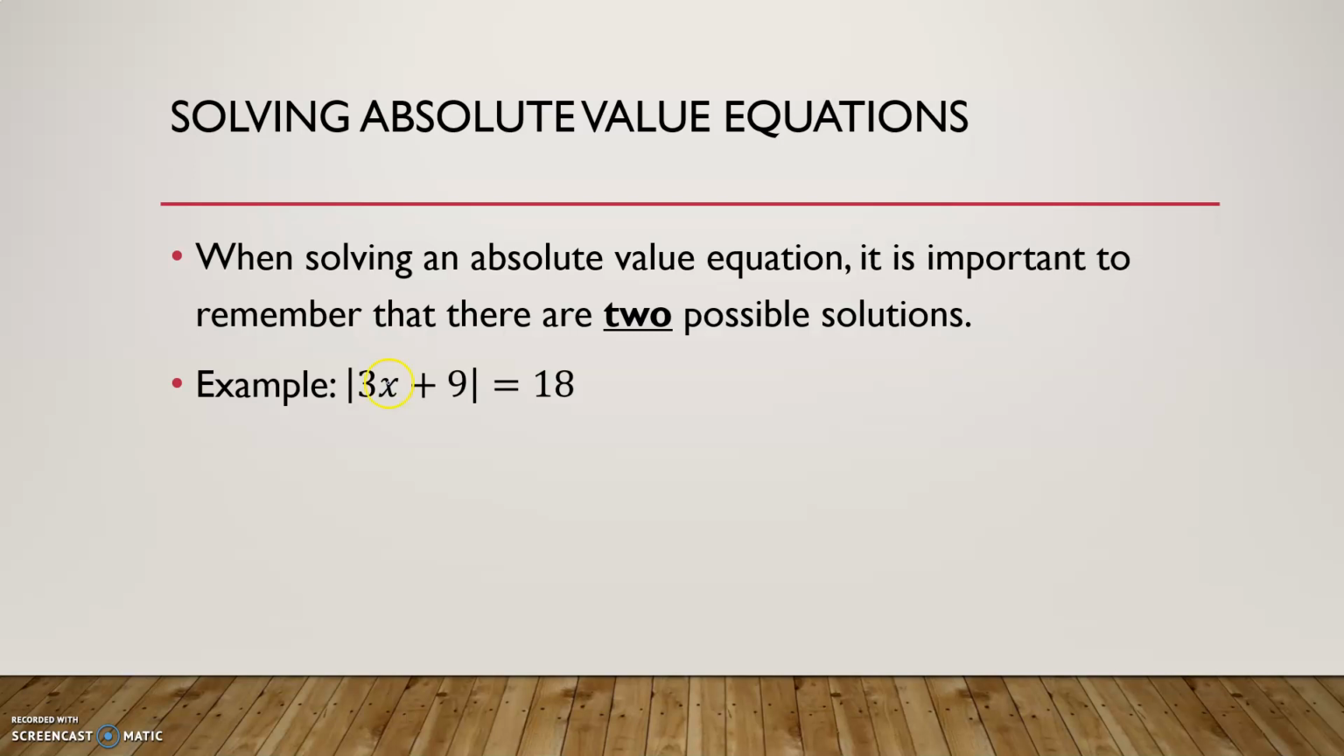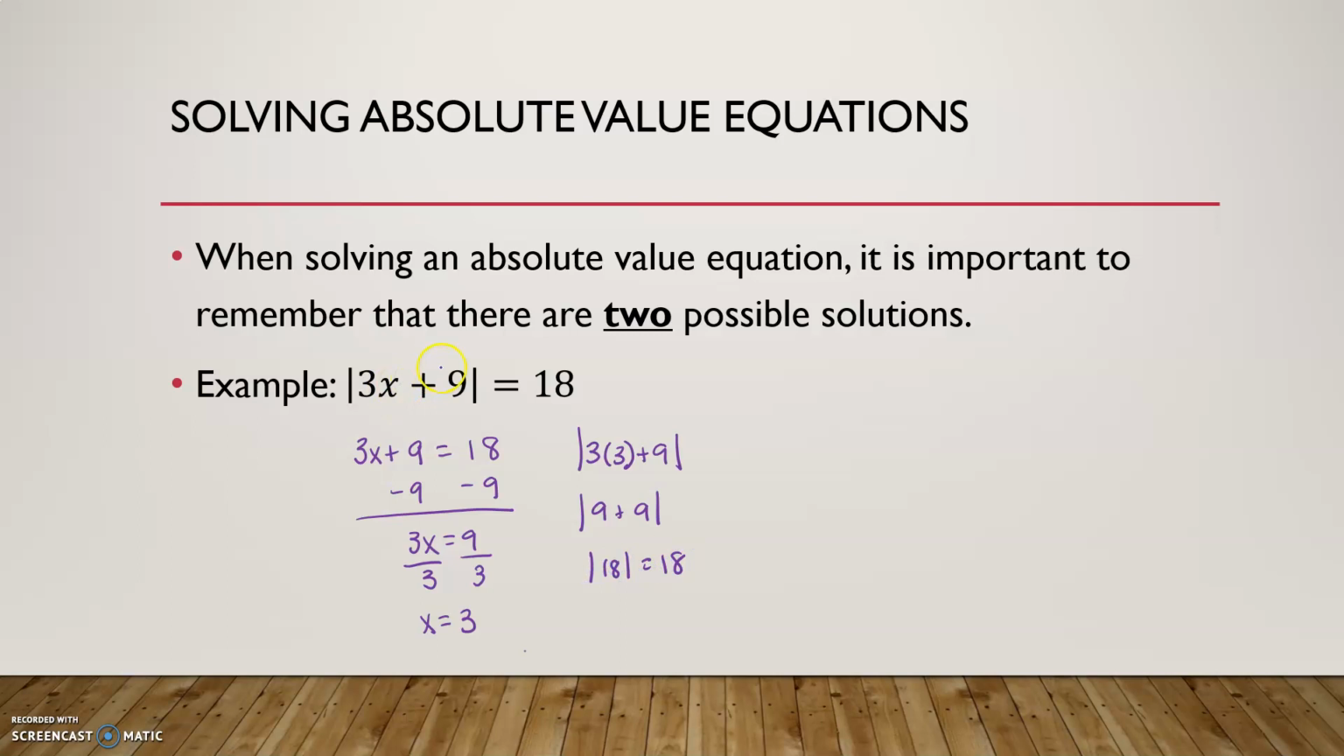So if I solve this, if I just ignore the absolute value bars, I can say, oh, I just have to subtract 9, I get 3x equals 9, divide both sides by 3, and I get x equals 3. And that is a true statement. If I plug in 3, let me check my work, I would get 3 times 3 plus 9. Well, 3 times 3 is 9 plus 9. And the absolute value of 18 is equal to 18.